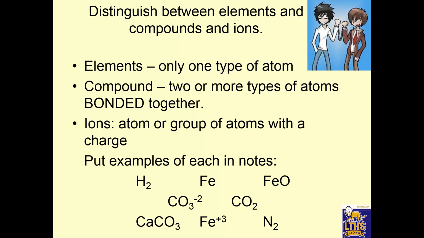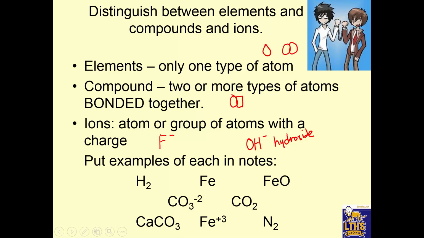All right, so what's the difference between an element, a compound, and an ion? Well, you already know elements only have one type of atom. So you can have that or that, and it's still an element because they're all the same type of atom. Compounds have to have 2 or more types of atoms bonded together. So if you have one of those and one of those, and there's a chemical bond, it's a compound. Ions are atoms or groups of atoms with a charge. Okay. So you could have a fluoride ion, or you can have a hydroxide ion. Okay, so this is an atom with a charge.